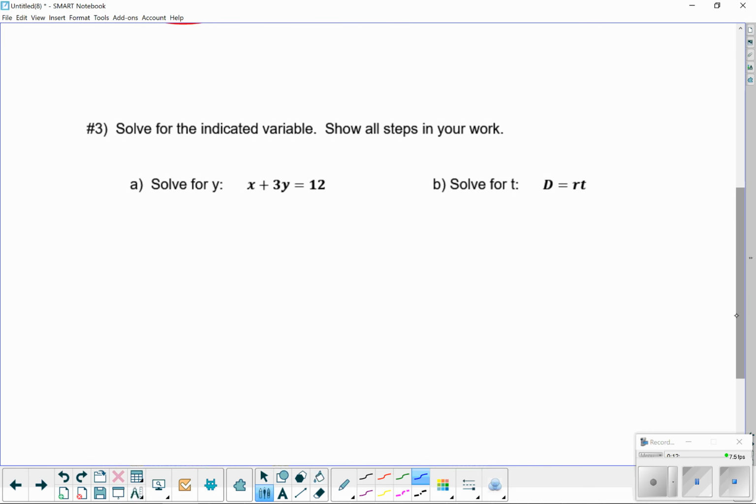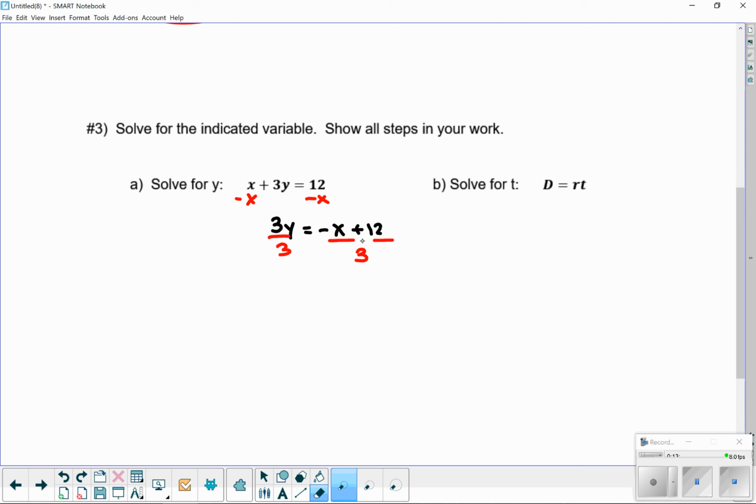Okay, and the last one, solve for the indicated variables, show all steps. Right? So first of all, we're going to solve for y, which means we're going to take away x. So we will have 3y equals negative x plus 12. And go ahead and divide it by 3. Okay. And remember, when you divide by 3, you want to divide both sides by 3, like this. Okay, but on the right-hand side, when you divide it by 3, it splits it up into 3 and 3. So each one gets divided by 3. So that's how the dividing by 3 works.